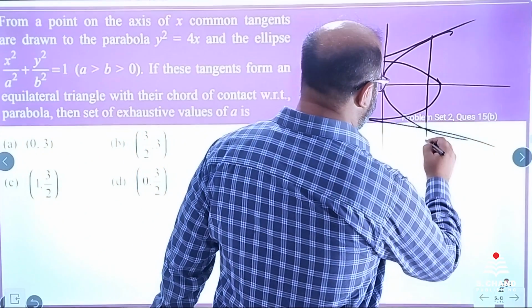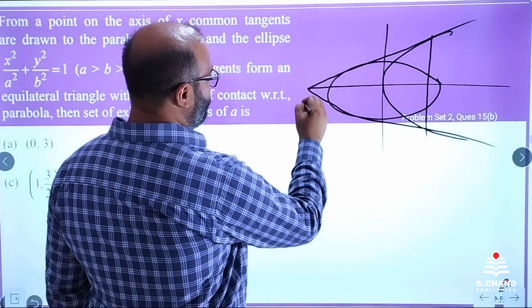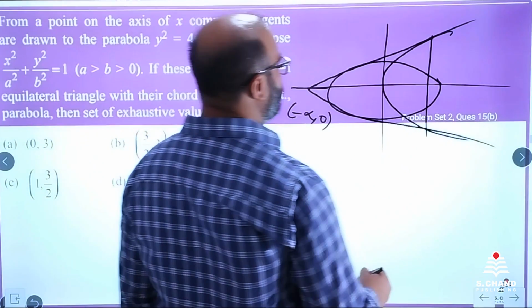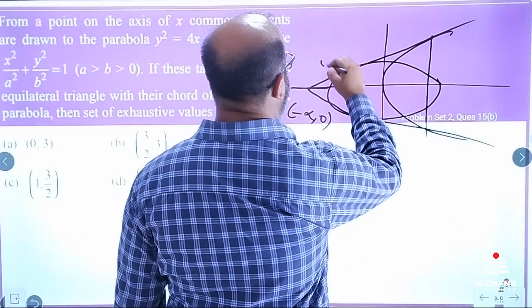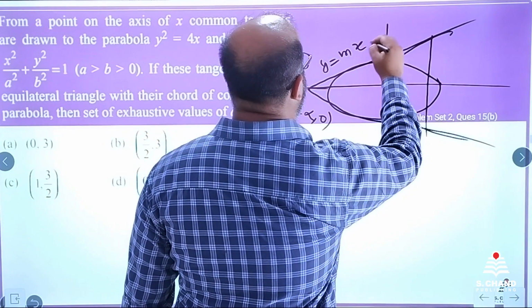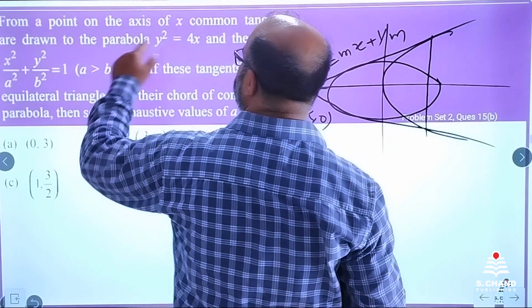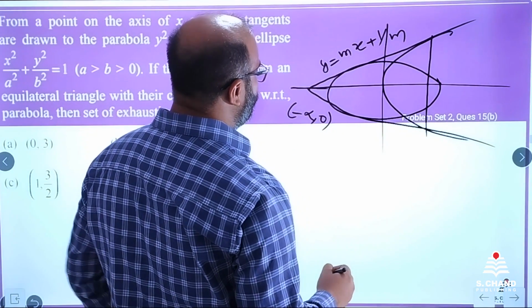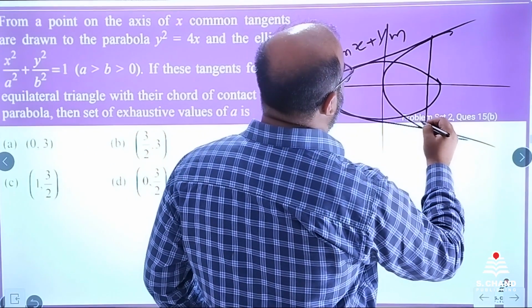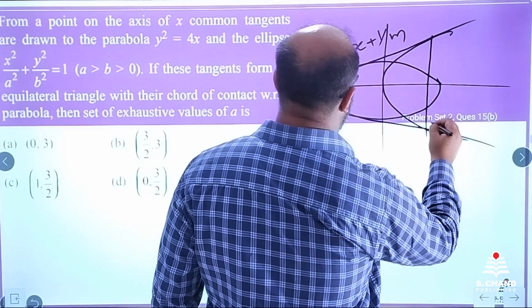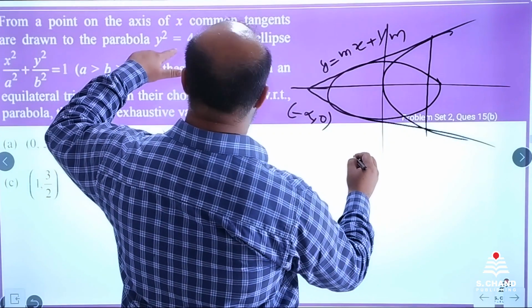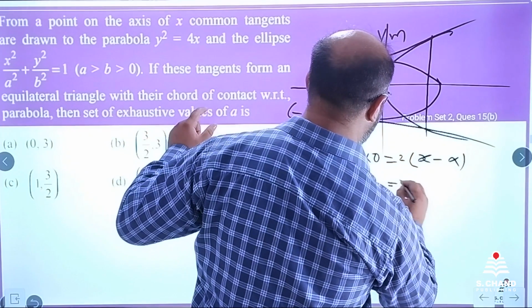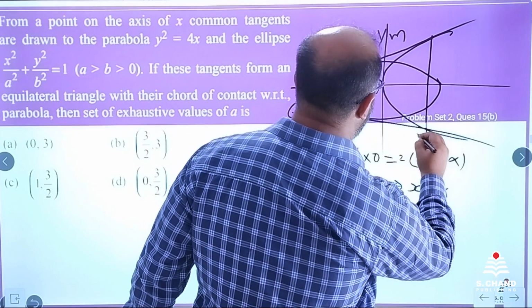So this is the chord of contact. Let us suppose this point is (minus alpha, 0) on the x-axis, and the equation of the tangent to the parabola is y = mx plus 1 by m, as a is equal to 1 for y square is equal to 4ax. Here y square equal to 4x is there. Now the chord of contact will be y into 0 is equal to 2 into (x minus alpha). So this will give you x is equal to alpha.